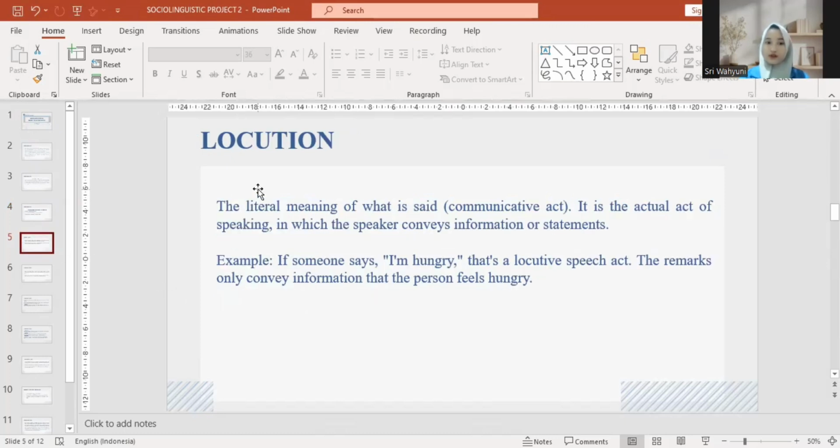Next is locution. The definition of locution is the literal meaning of what is said, or the communicative act. It is the actual act of speaking in which the speaker conveys information or statements. For example, if someone says, "I'm hungry," that's a locutionary speech act. The remark only conveys information that the person feels hungry.